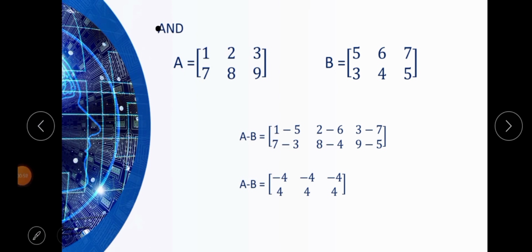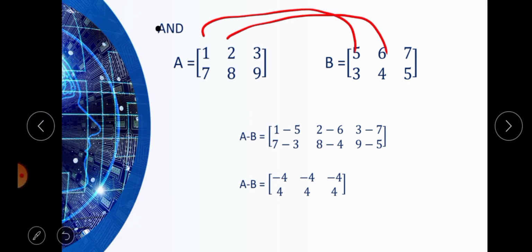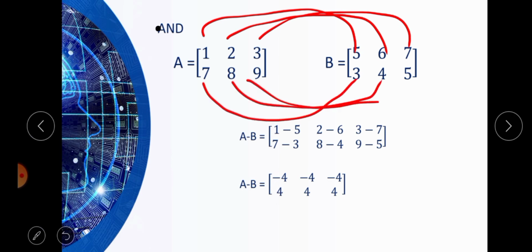And now we have to subtract matrix B from matrix A. 1 minus 5, 2 minus 6, 3 minus 7, 7 minus 3, 8 minus 4, and 9 minus 5. So 1 minus 5 is equal to -4, 2 minus 6 is -4, 3 minus 7 is -4, 7 minus 3 is 4, 8 minus 4 is 4, and 9 minus 5 is 4. So matrix A minus matrix B, the answer is -4, -4, -4, and 4, 4, 4.